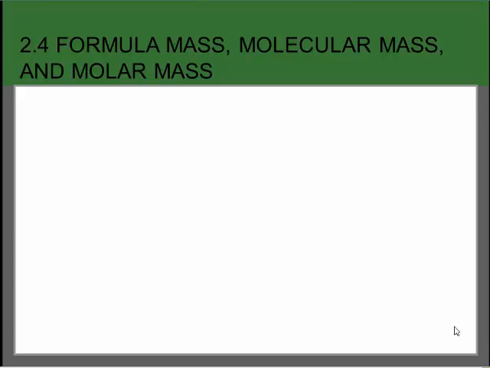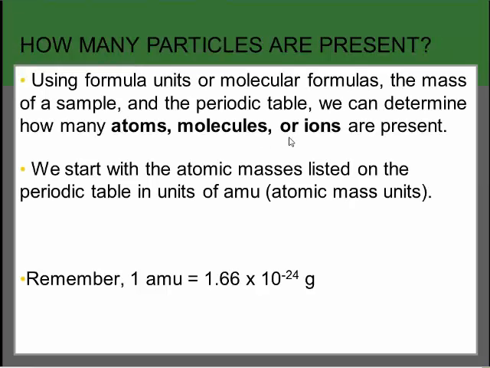Now we'll discuss section 2.4, formula mass, molecular mass, and molar mass. So we've learned about formulas and how to write the chemical formulas. How does this relate to the mass of the material? So this helps us determine how many particles are present. Using the formula units and the mass of a sample and the periodic table, we can determine how many atoms, molecules, or ions are present.